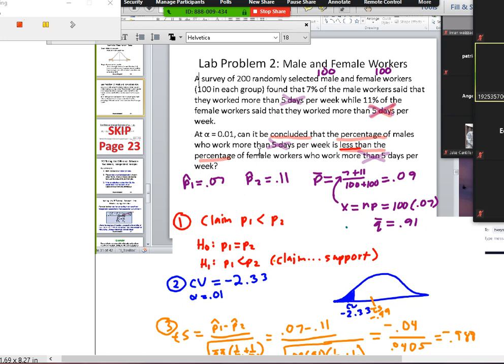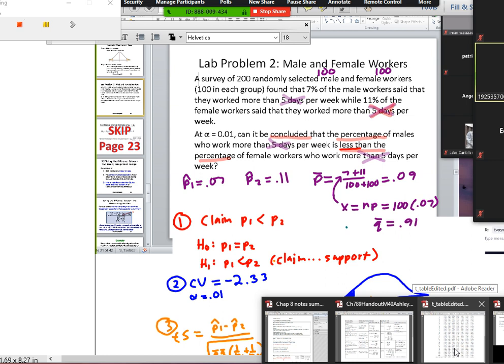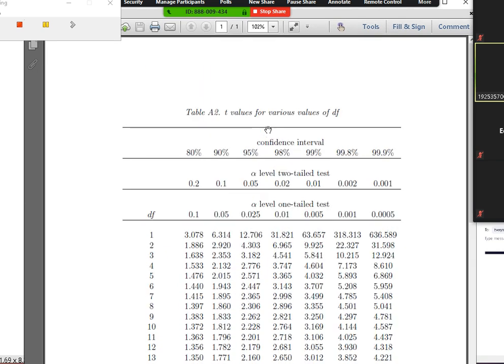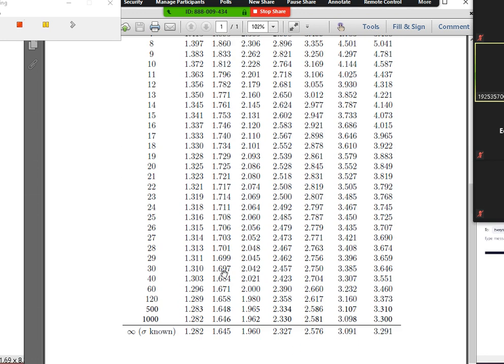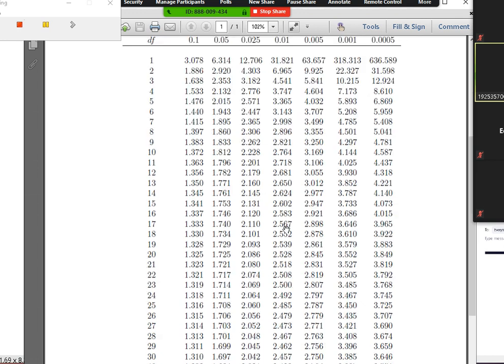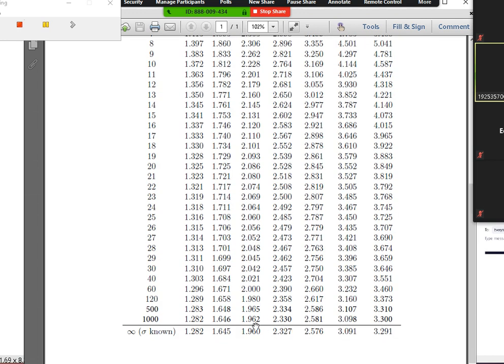And then, I bust out my handy-dandy T-table. Alpha is 0.01. This is one-tailed, left-tailed. So alpha is 0.05, one-tailed. It's going to be the second row here. And I'm going to go down, and it should be alpha is 0.01, one-tailed. It should be 2.33, or 2.327.